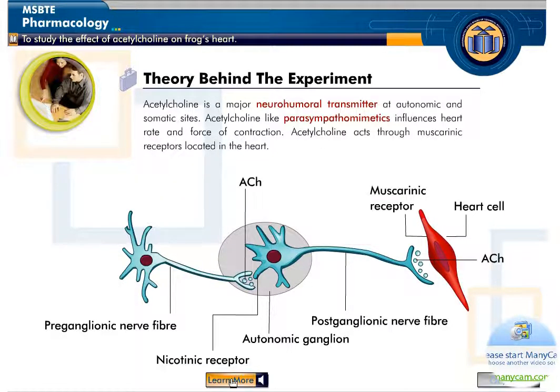Parasympathetic system consists of preganglionic nerve fiber, autonomic ganglion, and postganglionic nerve fiber. Within ganglion, preganglionic nerve fiber synapses with postganglionic nerve fiber, which are innervated by nicotinic receptors. Acetylcholine is neurotransmitter of autonomic ganglion. Postganglionic nerve ending releases acetylcholine, which will interact with effector cell, example heart cell, innervated by muscarinic receptor.